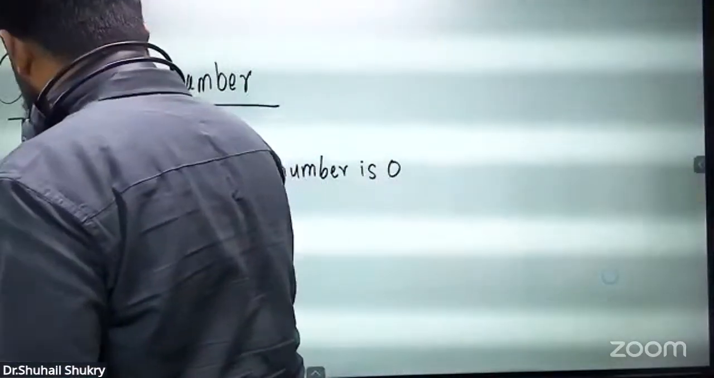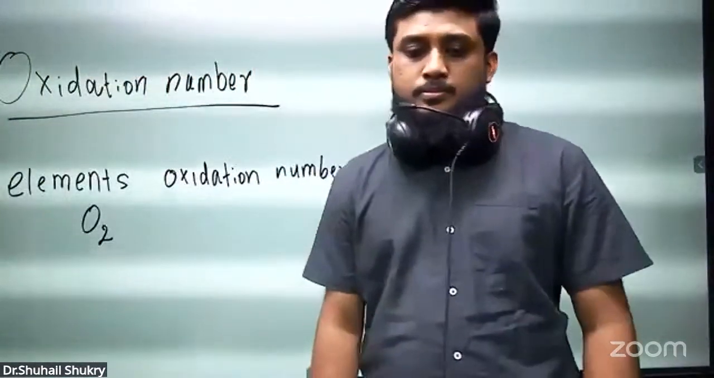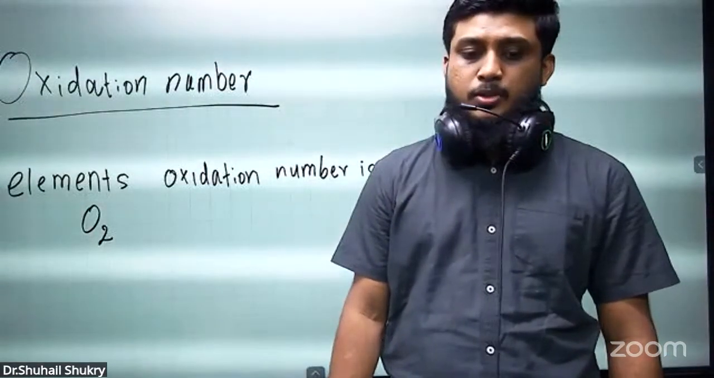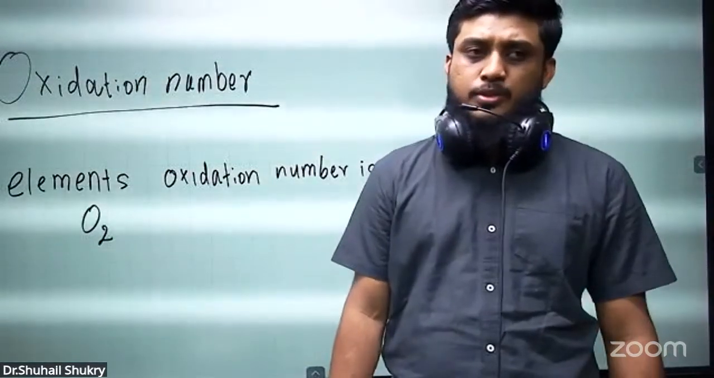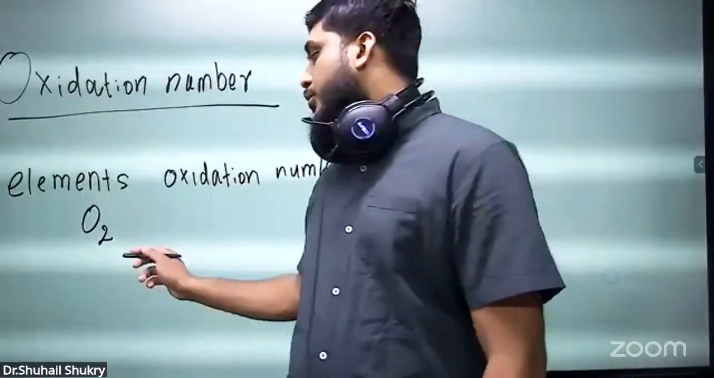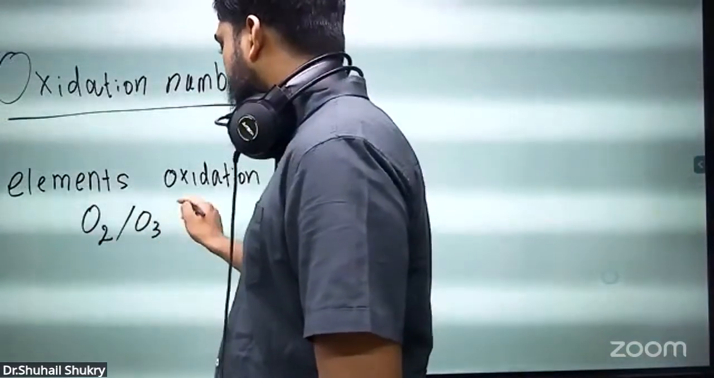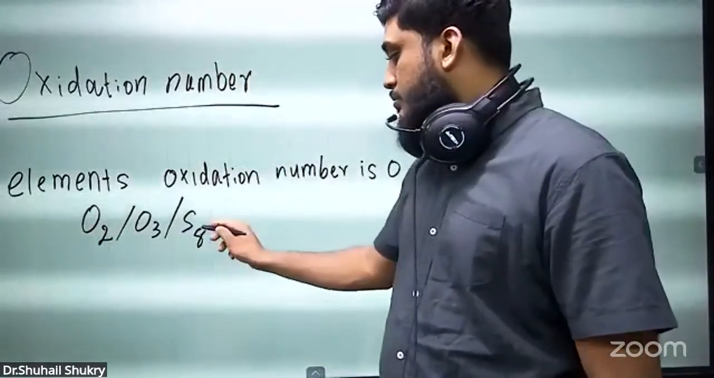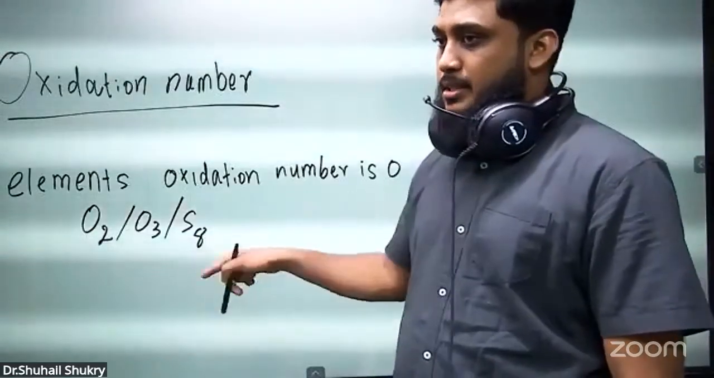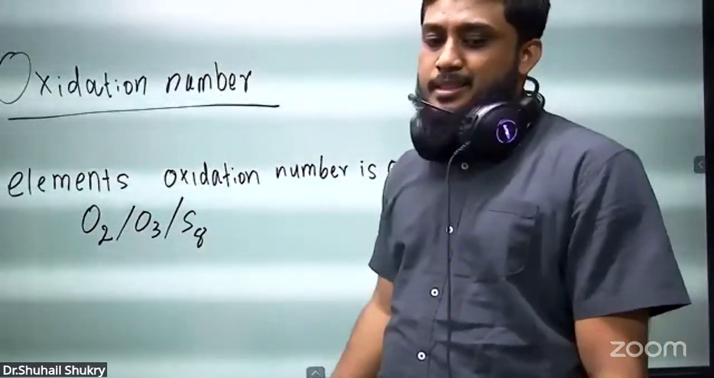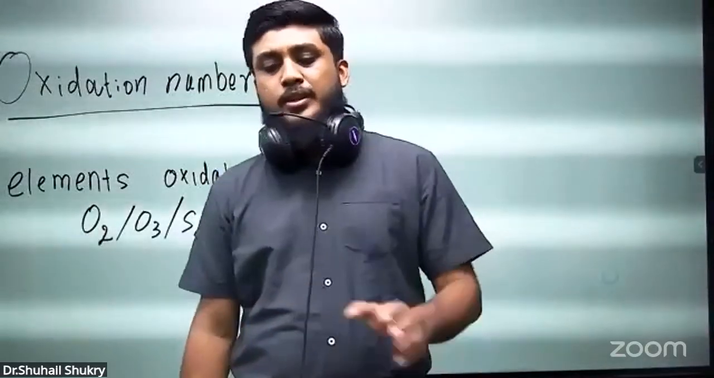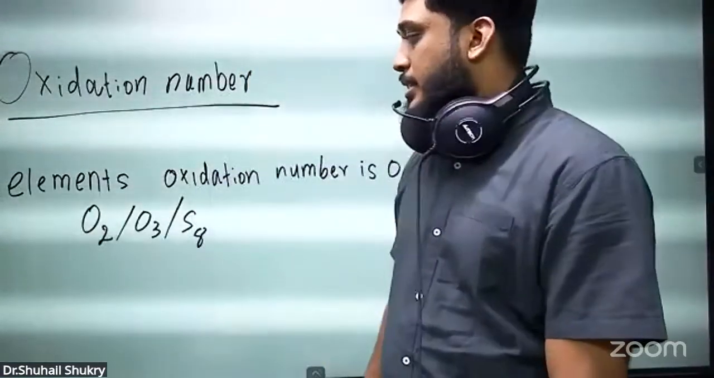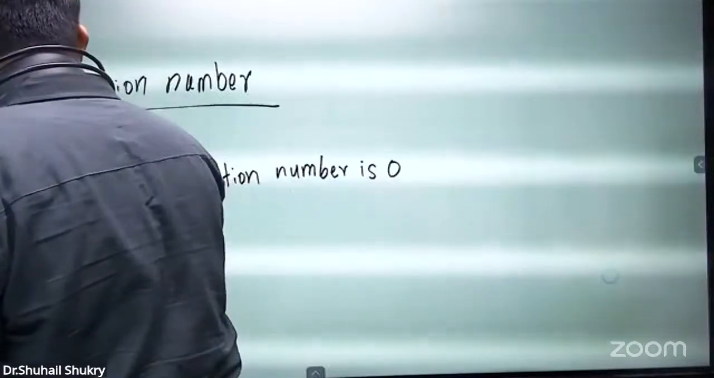Then when you take O2, is O2 an element? Yes, O2 also belongs to elements. Then what is the oxidation number of oxygen? 0. What is the oxidation number of ozone? The answer is 0. What is the oxidation number of S8? S8 is 0. Sulfur normally is present as S8. So whenever they ask about elemental form, it is 0. You got the point? These are some examples.